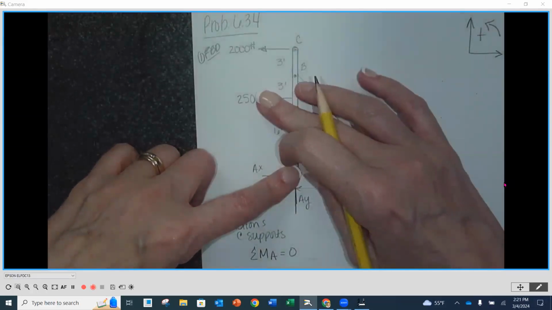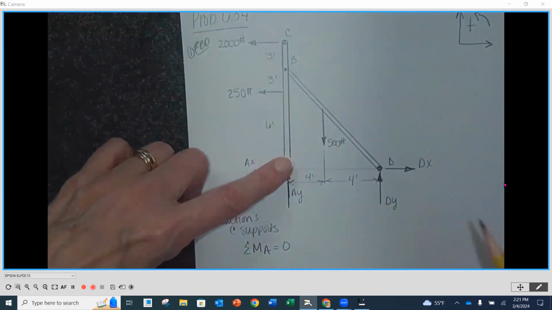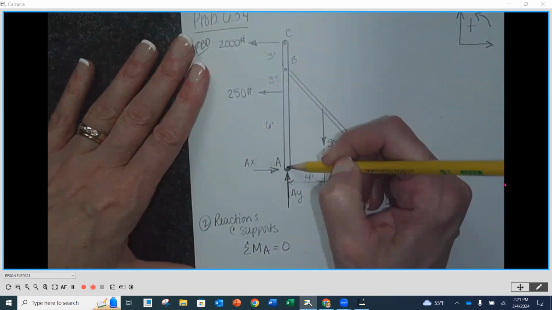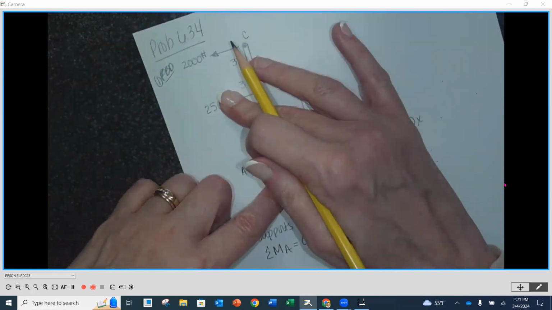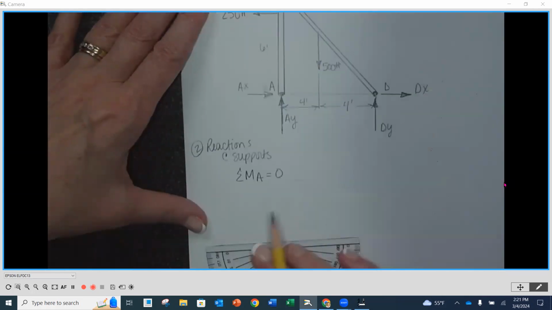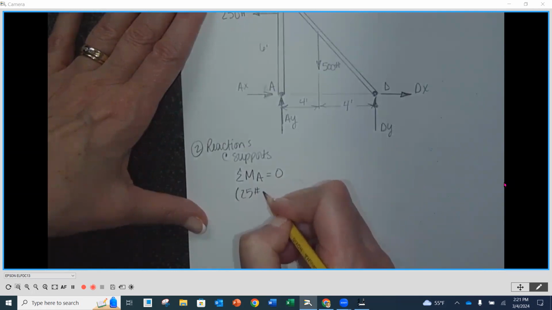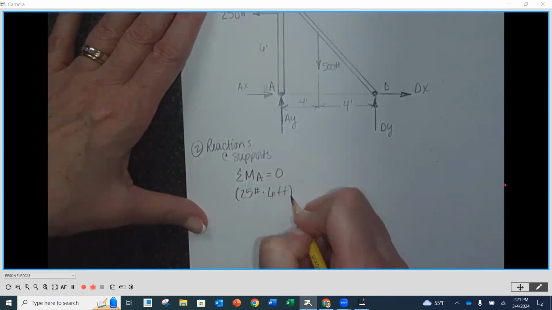I'm going to start up here at my 250. So 250 pounds does cause rotation. Perpendicular distance is 6 feet, and it is going to go in a counterclockwise direction, which is positive according to my convention. So we're going to say 250 pounds times 6 feet, positive out front.